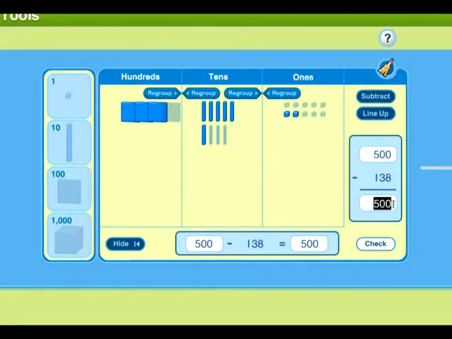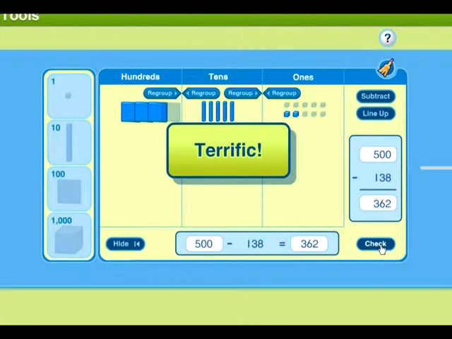Now to get my answer, it's not going to be 500 minus 138. What I can do is I can count them up. I can count 1, 2, 3, 300s, 1, 2, 3, 4, 5, 6 tens, and 2 ones. So I'm going to put that in, 362. I'm going to check my answer, and how did I do?